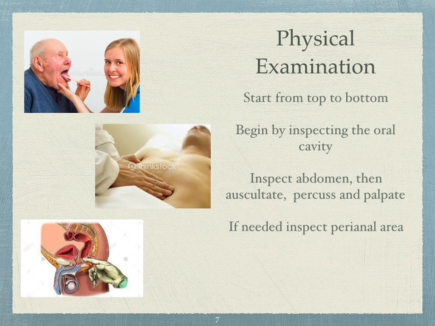Let's look at the mucosa. What color is it? Are we missing teeth? Do we have bad breath? Is our gag reflex intact? Of course, with elderly patients, they might have dentures, and we need to also assess if those dentures are in place and fit well. And then next we're going to inspect the abdomen.